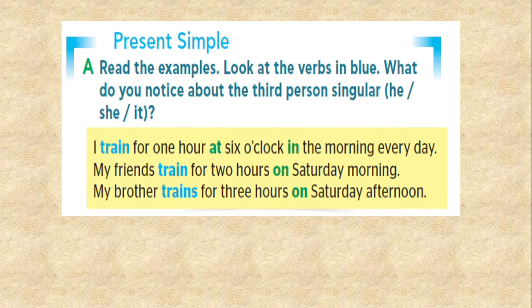In your book, exercise A, read the examples. Look at the verbs in blue. What do you know about the third person singular? Read number 1. I train for 1 hour at 6 o'clock. I train. In present simple, note that you present the verb in the bare infinitive without any addition for I and also for the plural. My friends train for 2 hours.